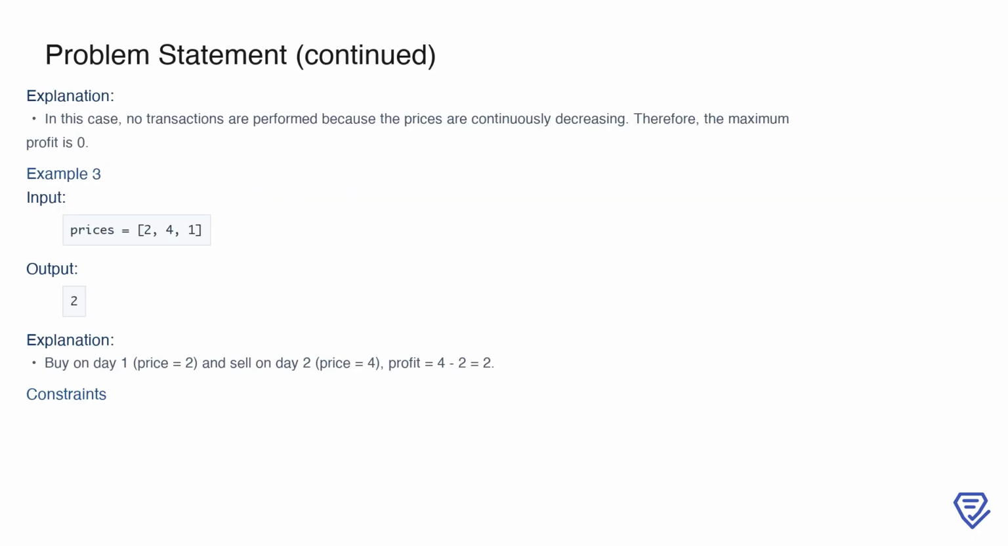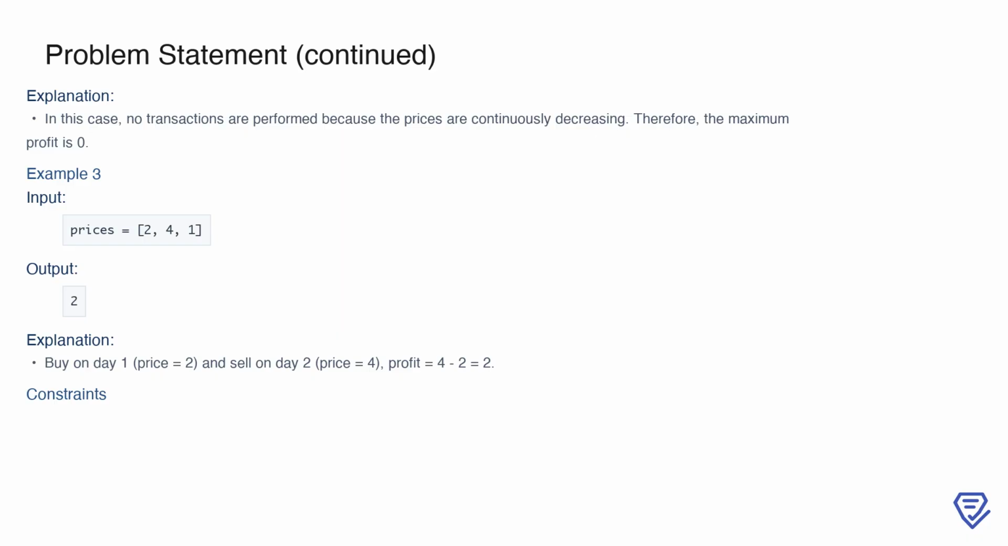Now, in the second example, the input is prices equals 7, 6, 4, 3, 1. For the second example, the output is 0. Here, the prices are continuously decreasing, which means there is no opportunity to make a profit. Since no transaction can yield a positive result, the maximum profit is 0.